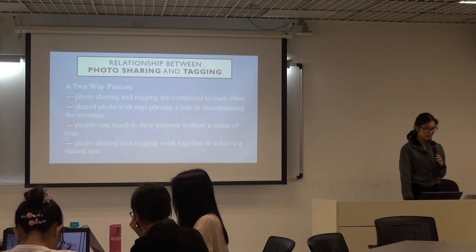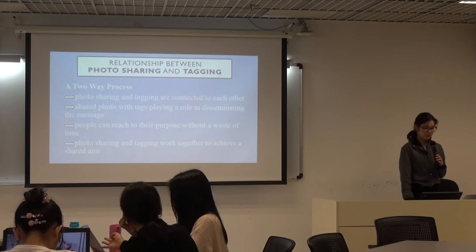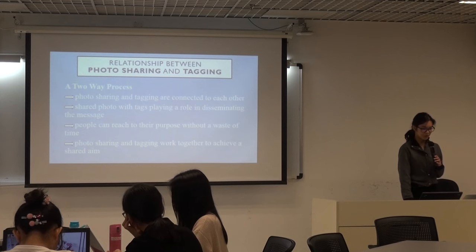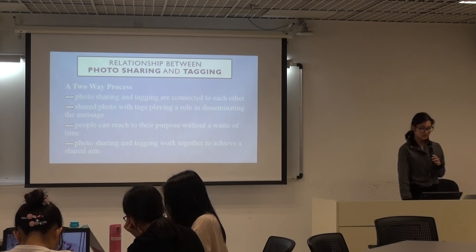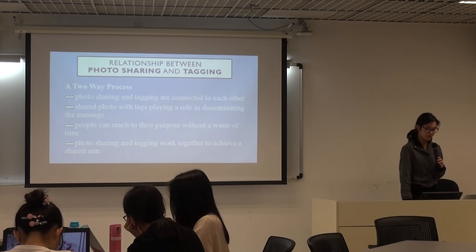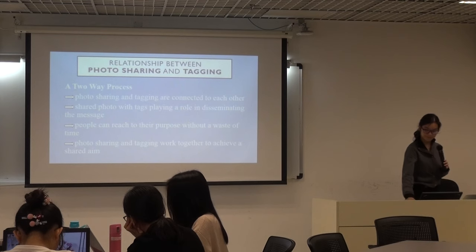In this case, a shared photo with text plays a role in disseminating the message, and people can reach their purpose without a waste of time. So the relationship between photo sharing and tagging is such that they are working together to achieve a shared aim, and the outcome can be considered as the photo is known to others with tagging and people know it from text.